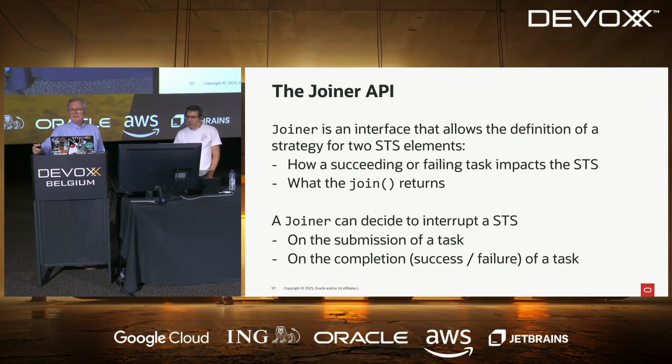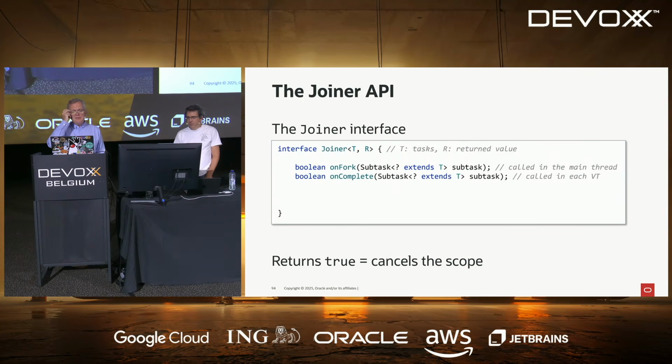Okay, and that's it. So this joiner interface has two groups of methods. The first group is actually two callbacks. The first one is onFork. It takes a subtask, and we're going to see how this onFork method is called by the API. And you also have an onComplete method. Both take the subtask object, so it's called when the subtask is built.